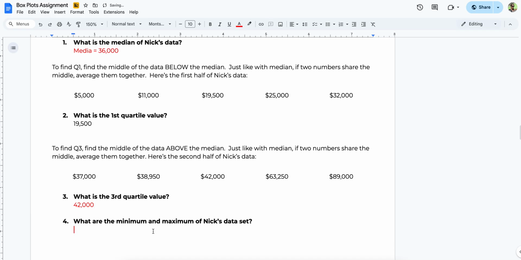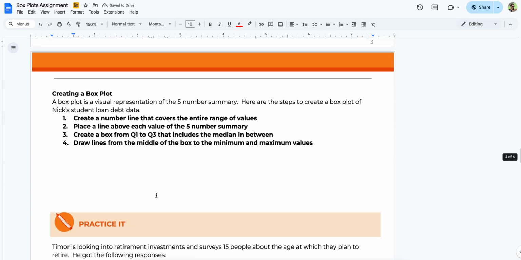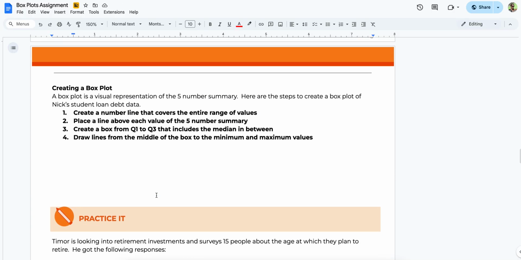And so the minimum and the maximum, so your minimum value is your lowest. So our lowest value here is 5,000, and our maximum value here is 89,000. So those would be our 2 other numbers. So we just found our 5 key pieces of information that we need. We have our min, our max, our median, which I spelled wrong up here, and then our quartile 1 and our quartile 3. So now what we're going to do is we're going to actually create or draw a box plot.